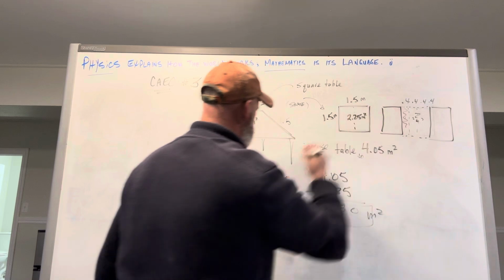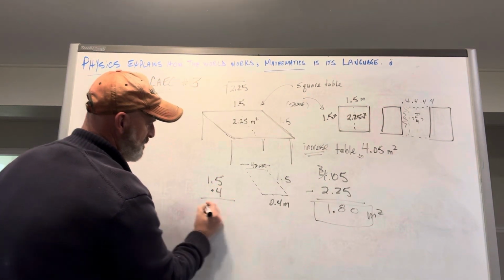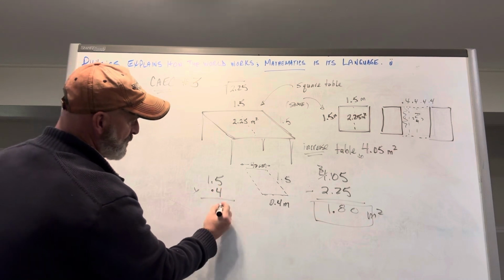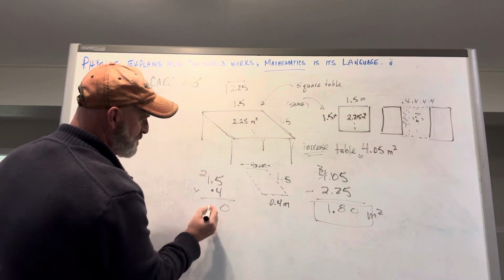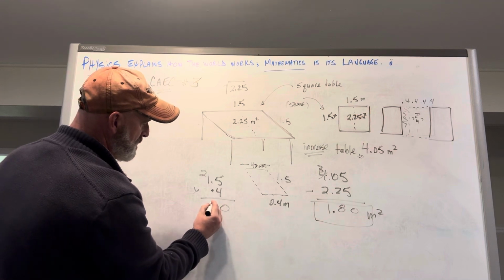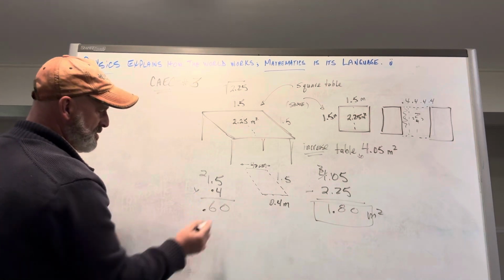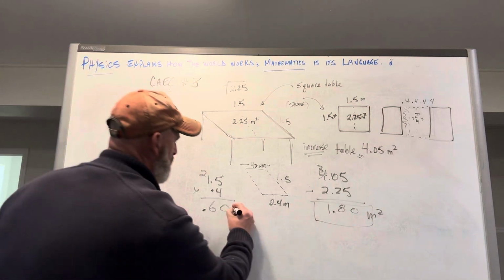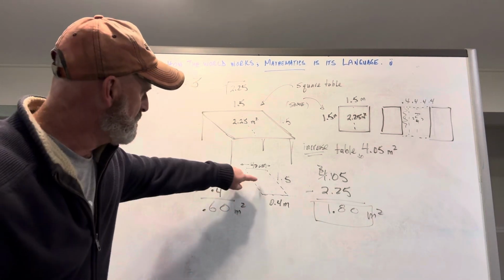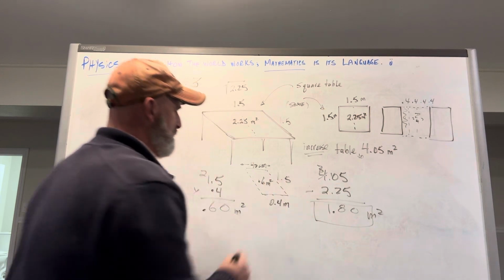1.5 times 0.4. Well, that's an easy one. 5 times 4 is 20. 4 times 1 is 4 plus 2 is 6. 2 decimals, 0.6. So every one of these inserts is 0.6 meters squared.